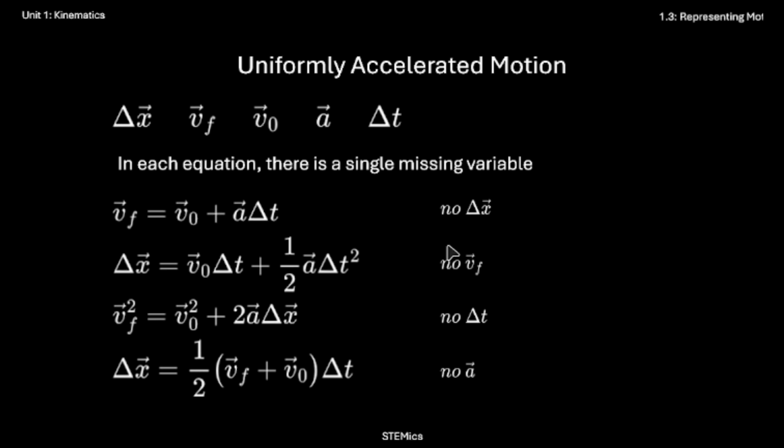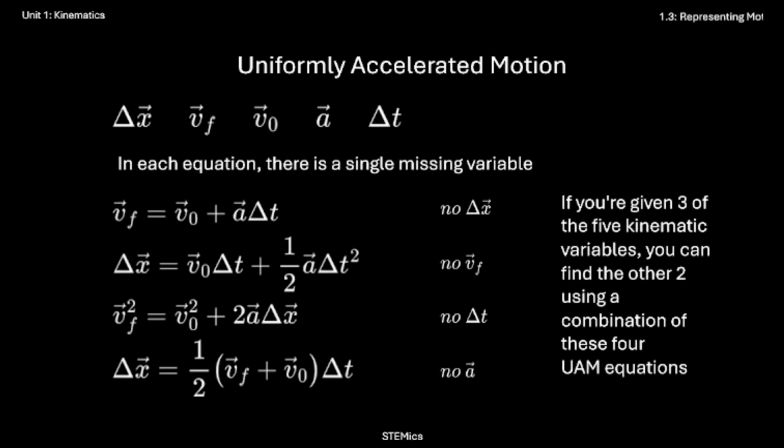So the first one has no change in position, no displacement. This one has no final velocity. This one has no change in time, and this one has no acceleration. This equation here is usually given the title the no time equation. But if you're given three of the five kinematic variables that are right up here, you can find the other two using a combination of these four UAM, uniformly accelerated motion, equations.